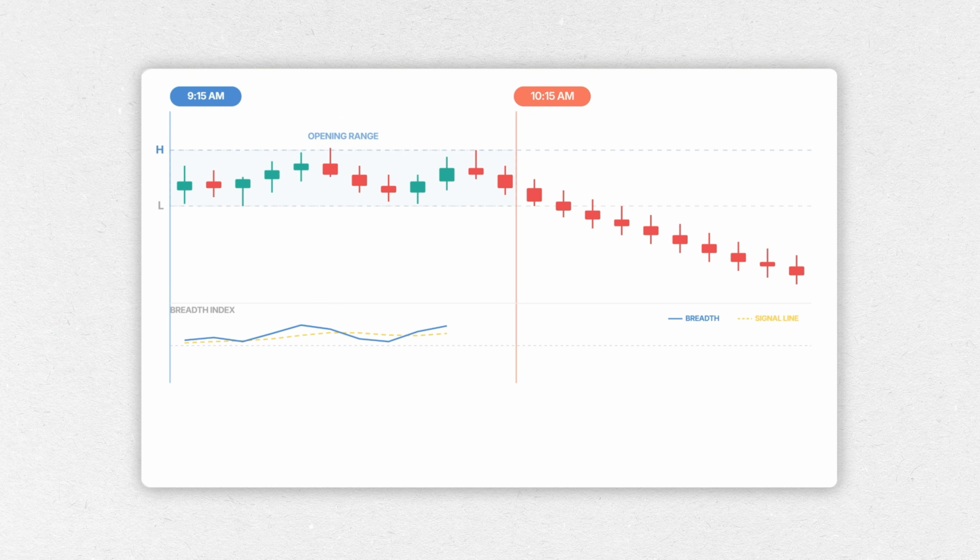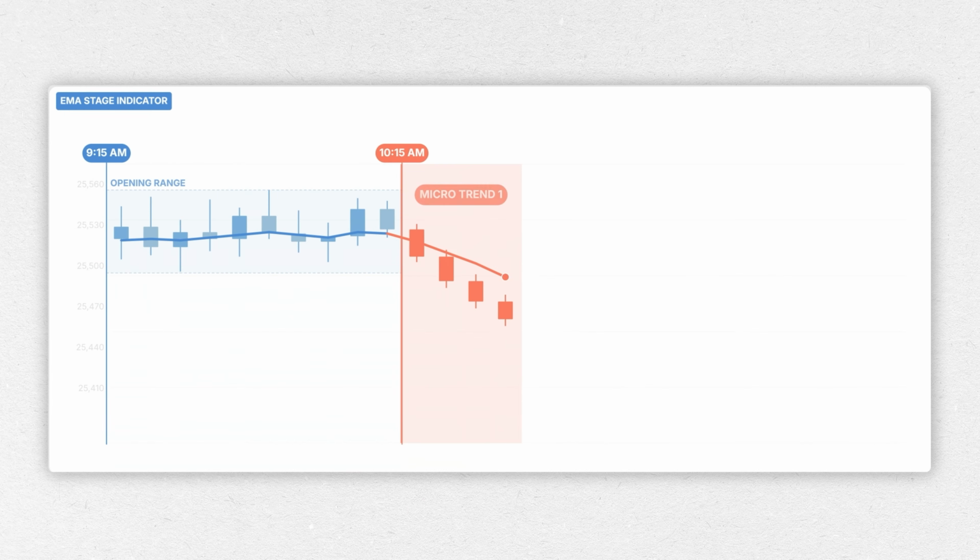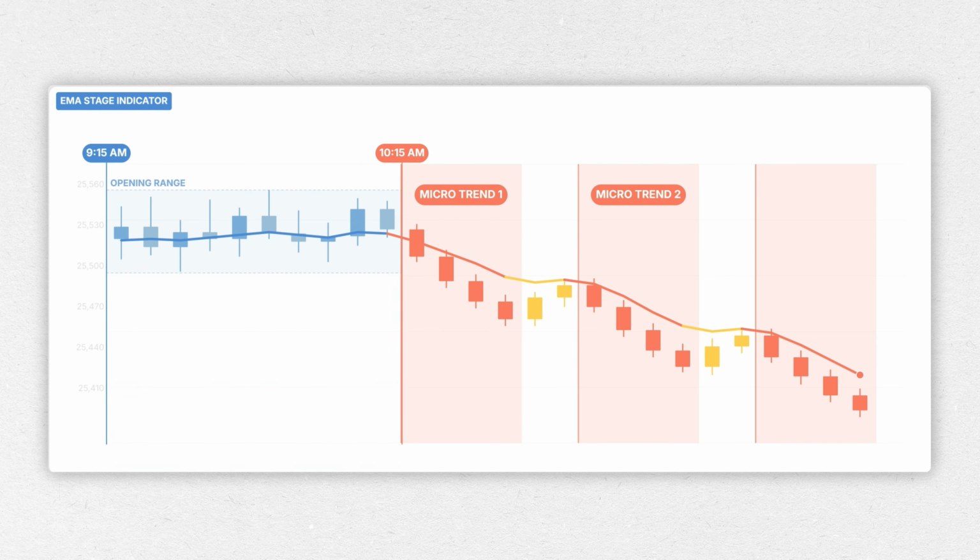If you notice, the red arrows at the top and the green arrow at the bottom mark the trend changes indicated by breadth. At the same time, the EMA-based stage indicator we discussed earlier also aligned clearly in our favor across the three micro trends that appeared during the day.